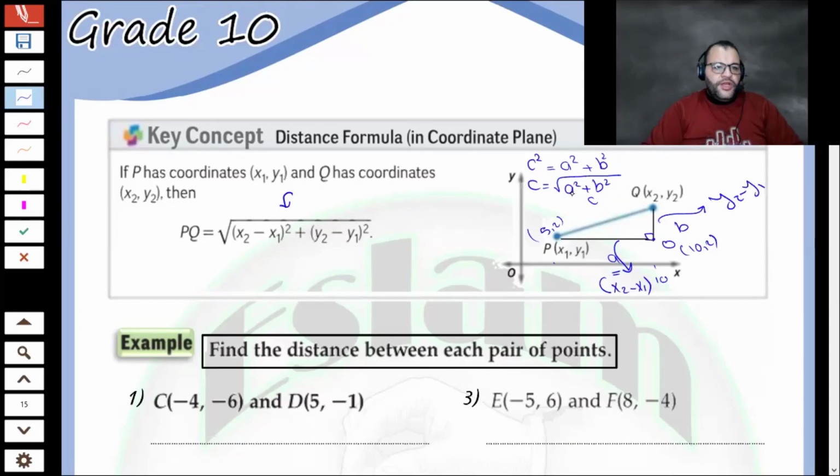And instead of A, I will replace it with x2 minus x1. And instead of B, I will replace it with y2 minus y1. That's squared, because we say A squared plus B squared. That's from where we find the formula of the distance. You understand how we can find it?